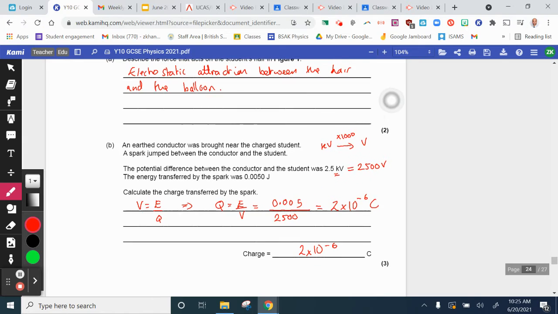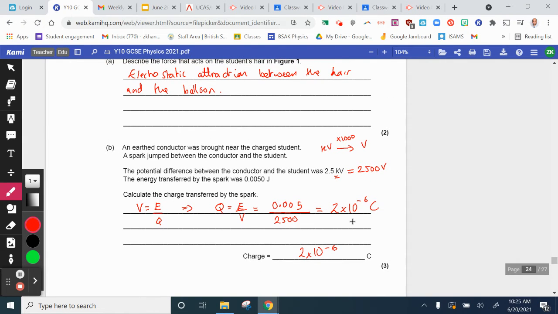Now, part B is a calculation to calculate the charge transferred by the spark. So an earth conductor was brought near the charged student. A spark jumped between the conductor and the student. The potential difference between the conductor and the student was 2.5 kilovolts, and the energy transferred was 0.005 joules. So calculate the charge transferred by the spark.